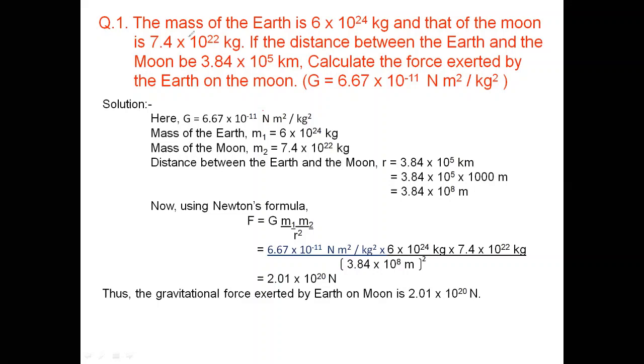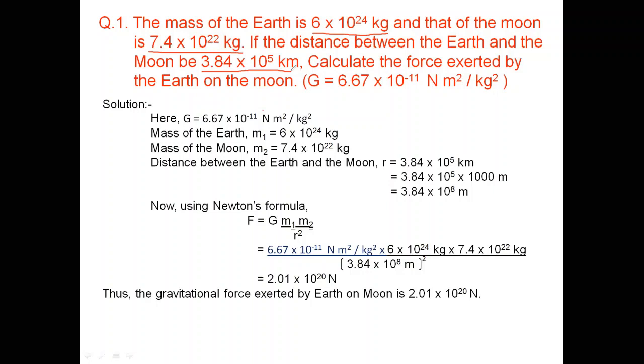Here is one numerical problem based on the universal law of gravitation. The mass of the earth is 6 × 10^24 kg and that of the moon is 7.4 × 10^22 kg. Here we have to find the gravitational force between the earth and the moon, if the distance between the earth and the moon is 3.84 × 10^5 kilometer.